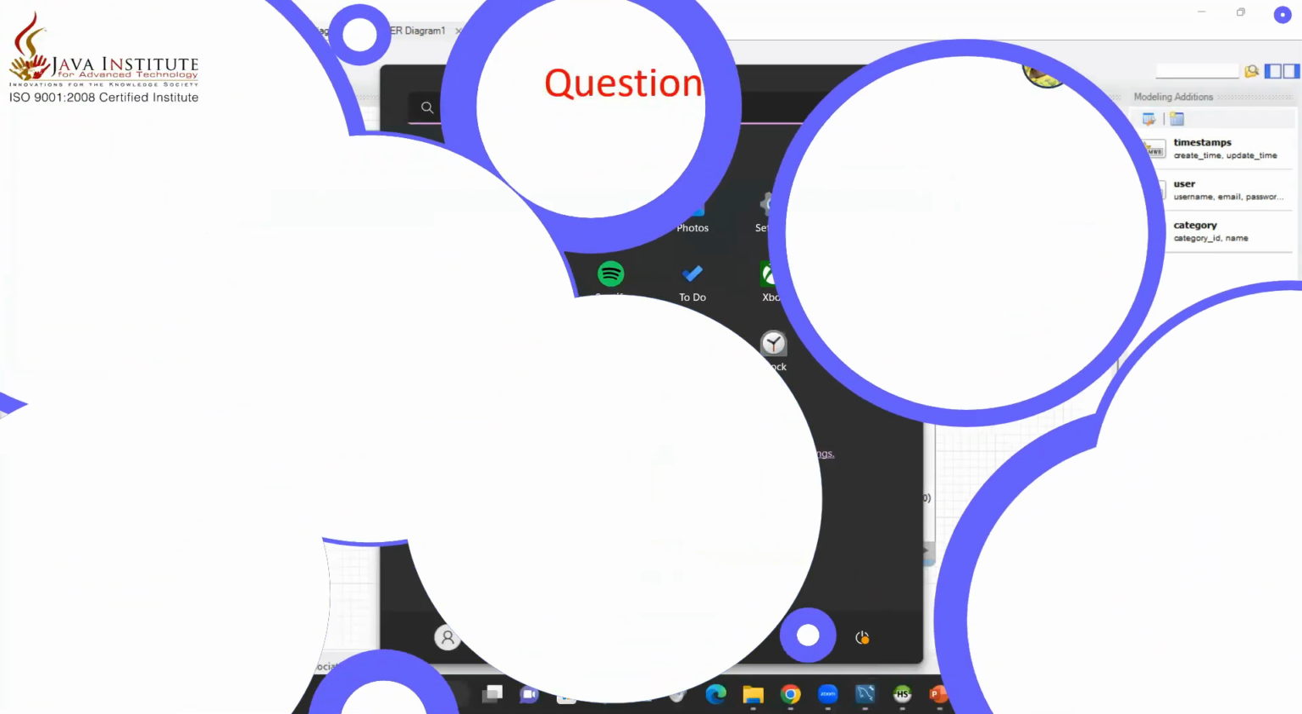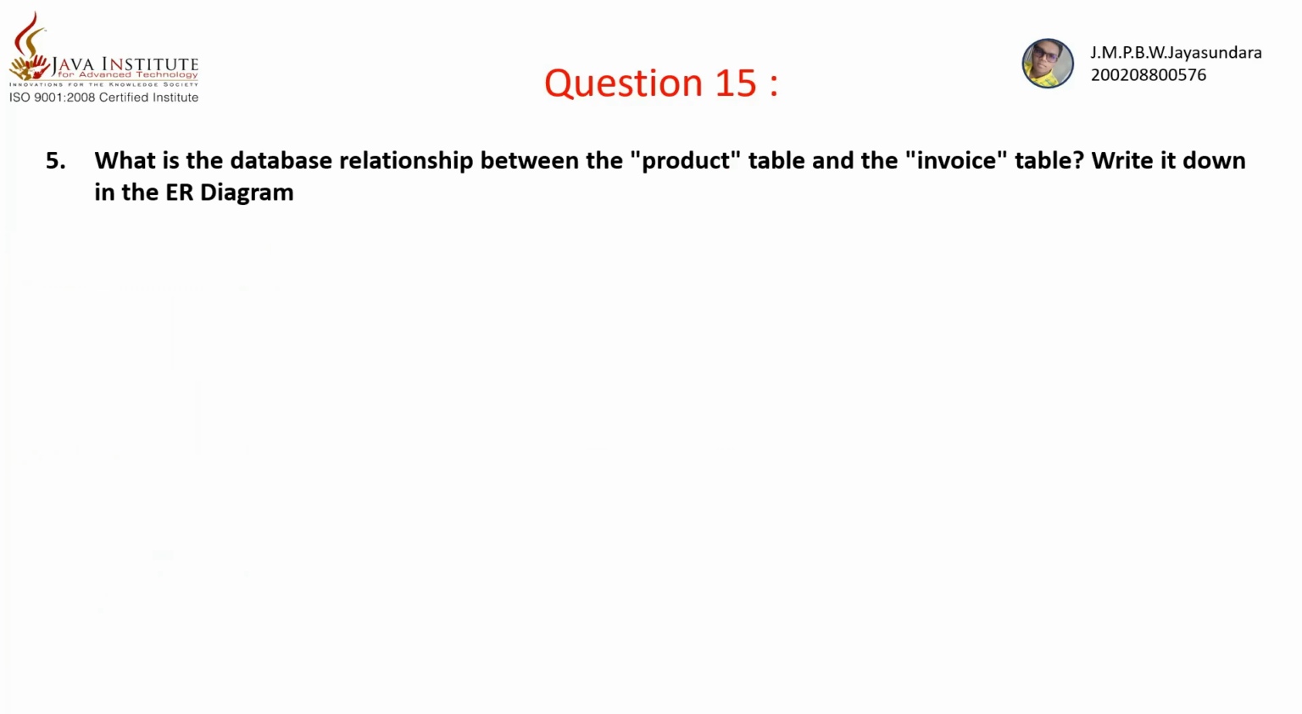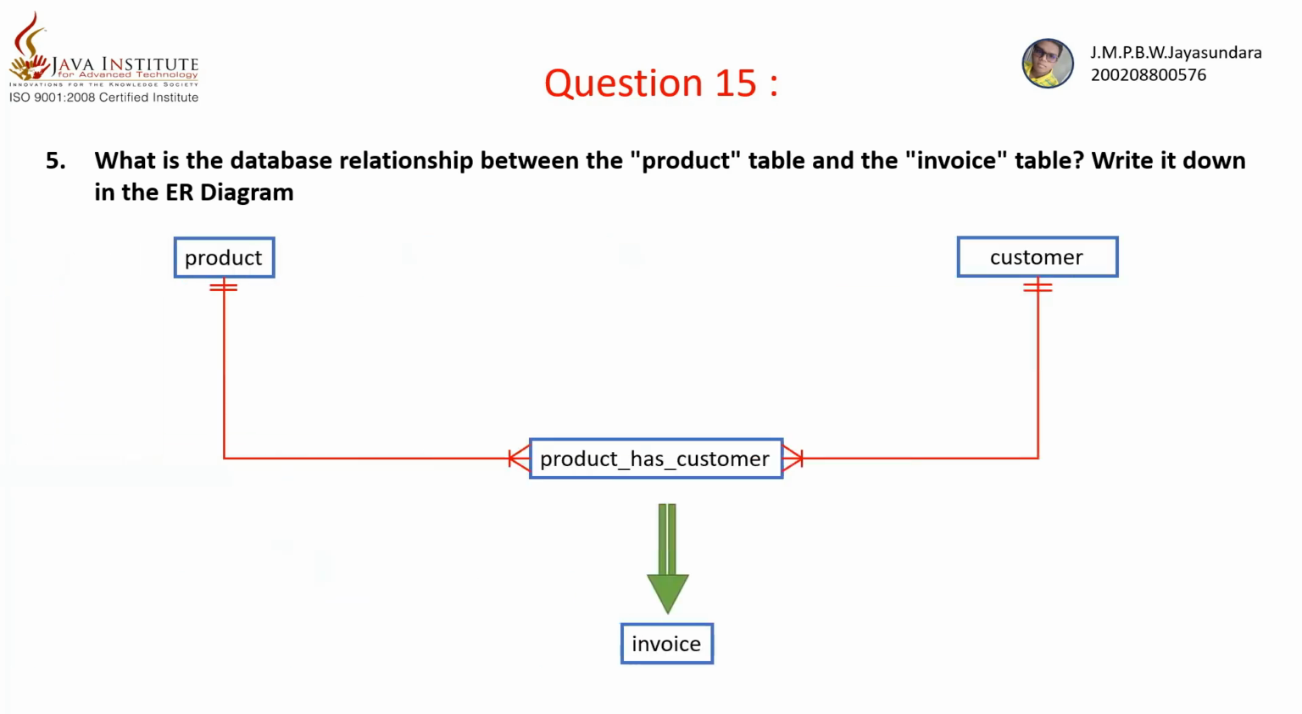So let's go back. Here we have our fifth question as, what is the database relationship between the product table and invoice table? Write it down in the ER diagram. Here we have our previously found relationship, and here we have our invoice table, and we can also call it the product has customer table. So in this question it only asks the relationship between product table and invoice table. So we can say it's a one-to-many relationship.